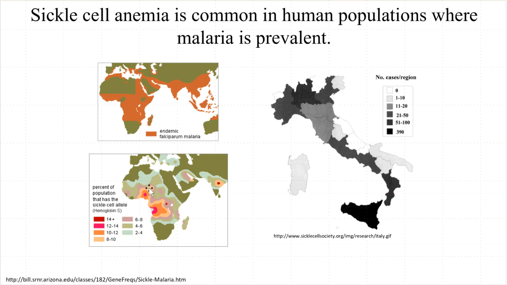Sort of the evidence for that is that if you look at the frequency of the sickle cell allele in human populations, there's a very striking correlation between the frequency of sickle cell hemoglobins and the frequency of malaria parasites. So this map shows you the distribution of falciparum malaria across Africa and Southern Europe and Southern Asia. And this is a heat map that shows you the frequency of sickle cell alleles in those human populations in those same areas.